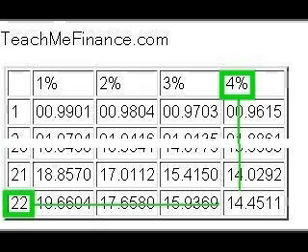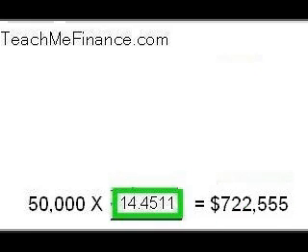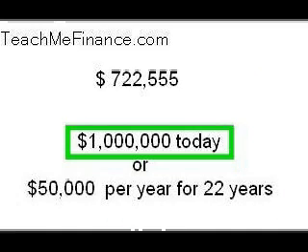In this case, it says 14.4511. Next, you multiply this number, 14.4511, times the payment of $50,000. The answer? The same thing. $722,555. So again, you would take the $1 million from the lottery guy in one lump sum because it's greater than the $722,555.